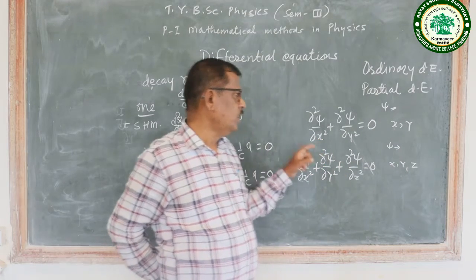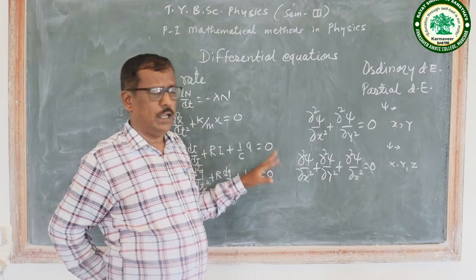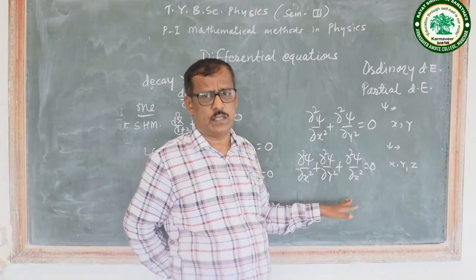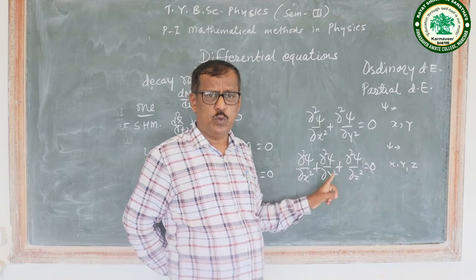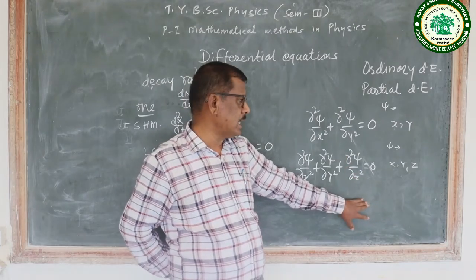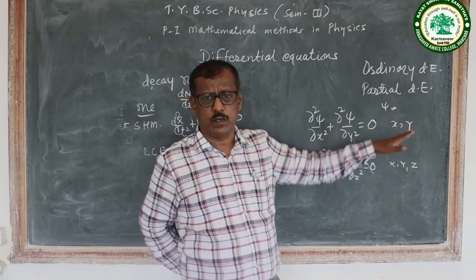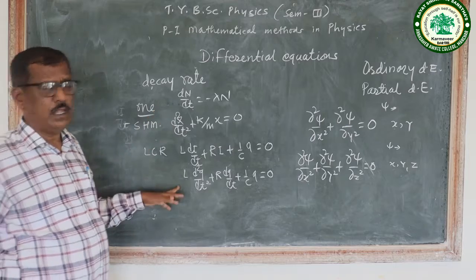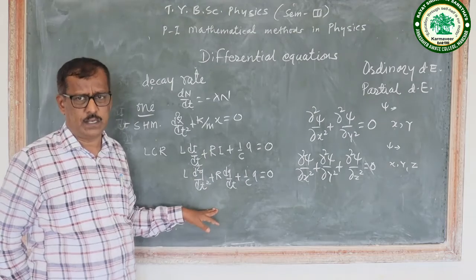Means if more than two independent variables are there, then and only then we call it a partial differential equation. If there are two or more independent variables, then we call such a differential equation a partial differential equation. But in this equation, there is a single independent variable, so we call this an ordinary differential equation.